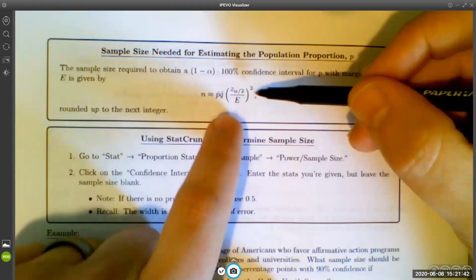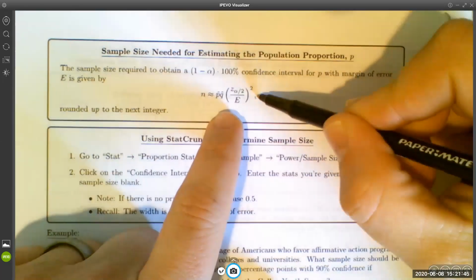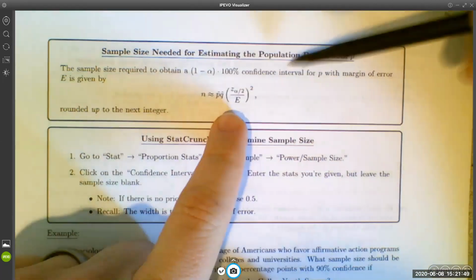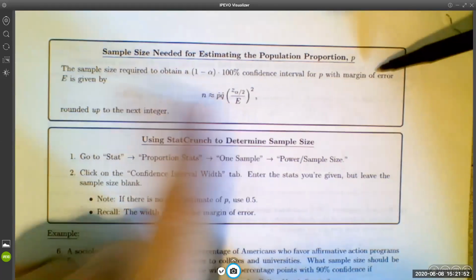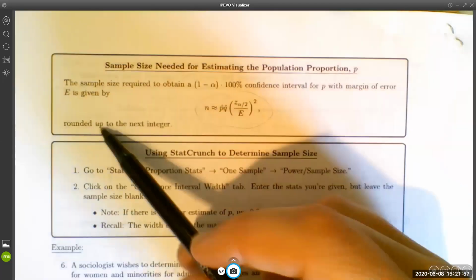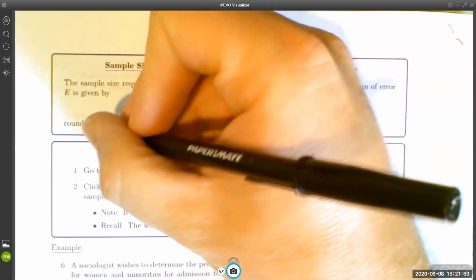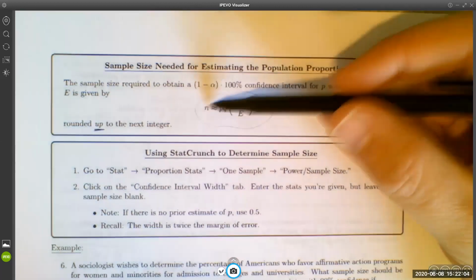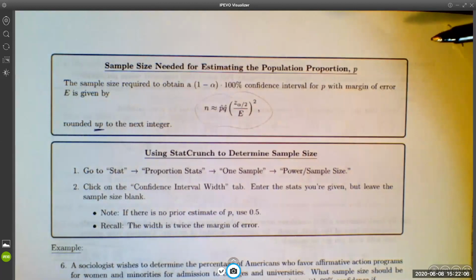So if you do all that, then you see that the sample size required to obtain a 1 minus alpha times 100% confidence interval for p with some margin of error E is given by this formula right here. We always round this up to the next integer. We don't round it off, we round it up. So if you get n is approximately 103.004, you're still going to round that up to 104. You always round up to the next integer.